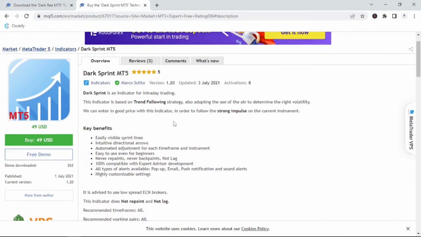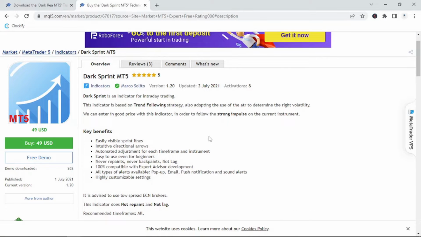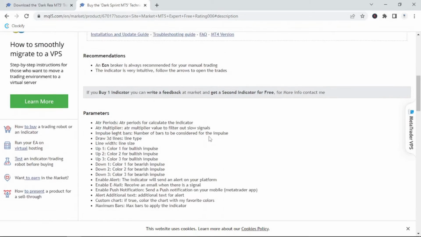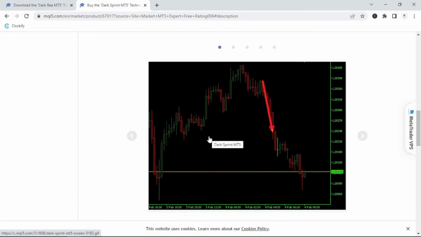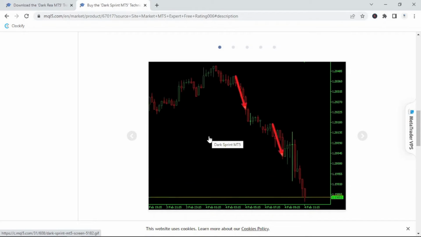Dark Sprint is an indicator for intraday or day trading. It looks for impulses in the market, which is simply a move that is larger and faster than the surrounding price action. The Dark Sprint indicator is based on the trend following strategy, also adopting the use of the ATR indicator to determine the right volatility. The idea is to enter at the right levels in order to follow strong impulse on the current trend. Below this, we have a video and a few images of the Dark Sprint indicator.